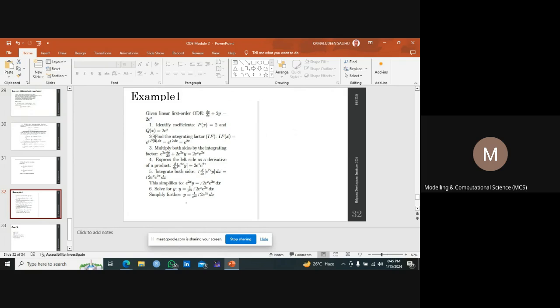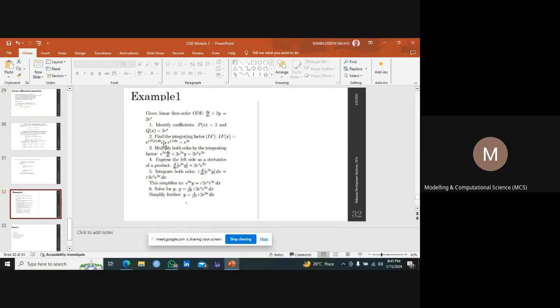Why our Q of x is equal to 2 exponential x. So the next step is finding the integrating factor. The integrating factor has a formula, which is exponential of the integral of P of x, and our P of x is 2. Substituting this, we have exponential of the integral of 2 dx.